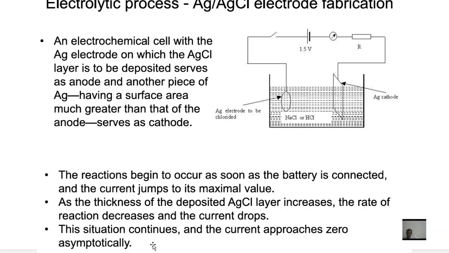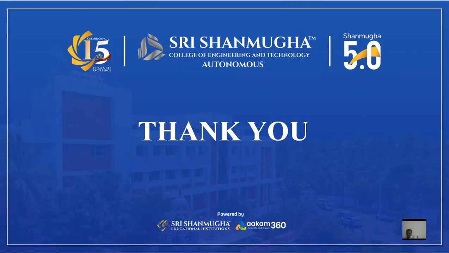Finally we are getting the AgCl. The chloride ions will be deposited on the silver electrode, so that it forms the AgCl electrode. So in this lesson we have studied the polarisable electrode and the non-polarisable electrode. Thank you.